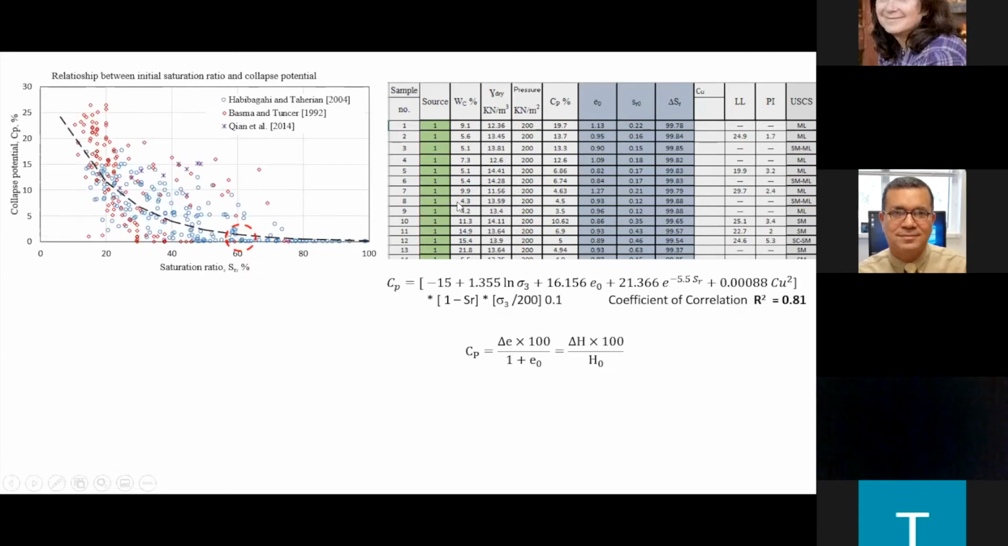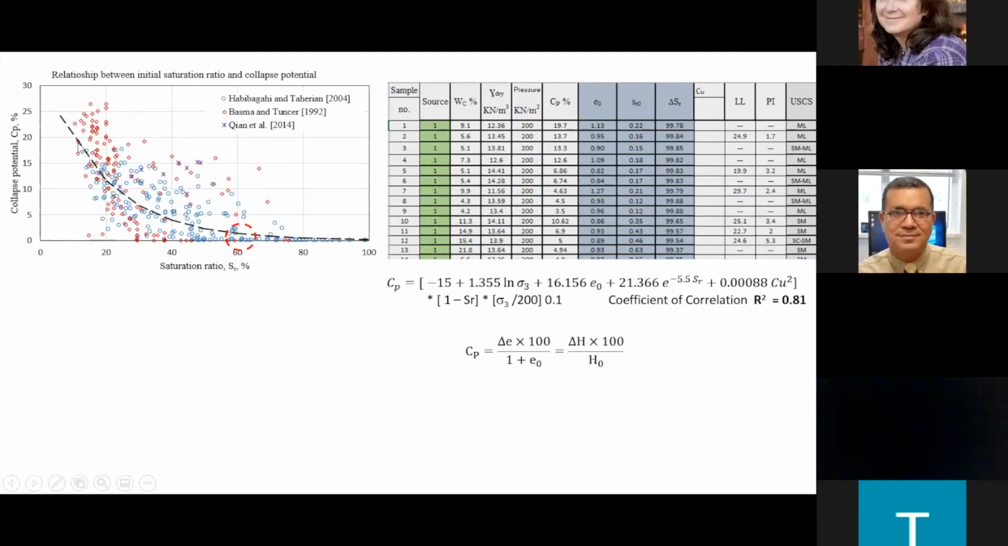How we did this, in fact, is that we studied every property independently from the others to see its impact on the collected CP, the collapse potential. Here is an example. Here is the variation of the saturation ratio, the initial saturation ratio of the soil.